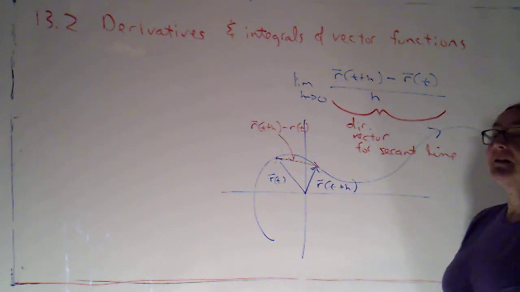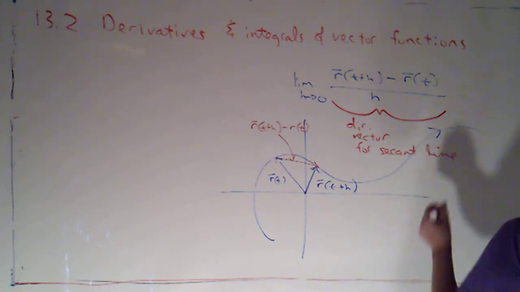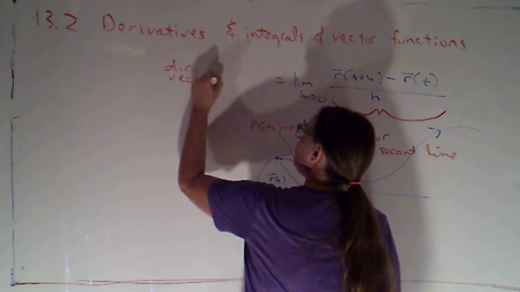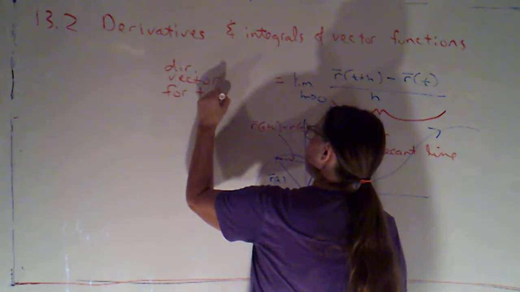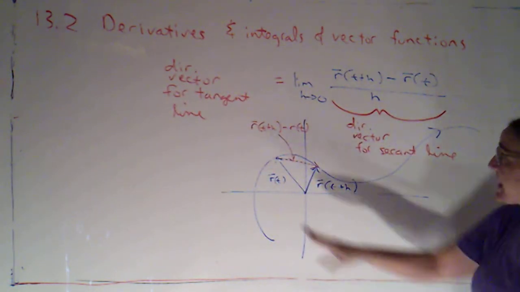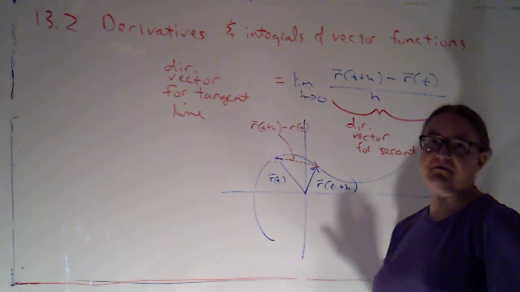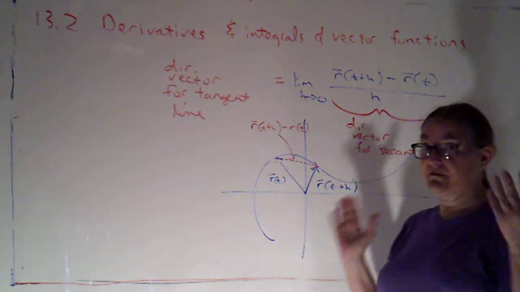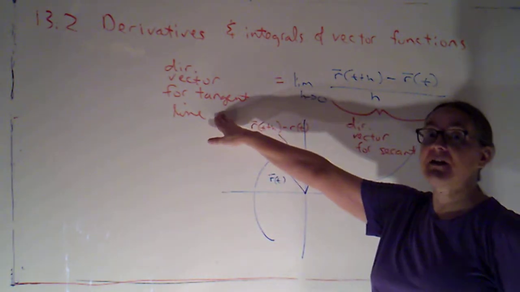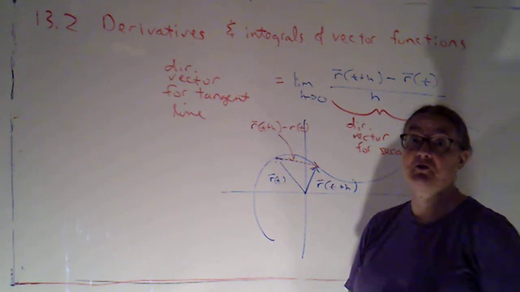When I then take the limit of that, what do you think we're going to get? We're going to get a direction vector for the tangent line. So that tells us the significance of the direction of the derivative vector. Now, of course, a vector has both magnitude and direction. The direction is that it's going to be a direction vector for the tangent line. We'll talk a little bit later about what the magnitude means.